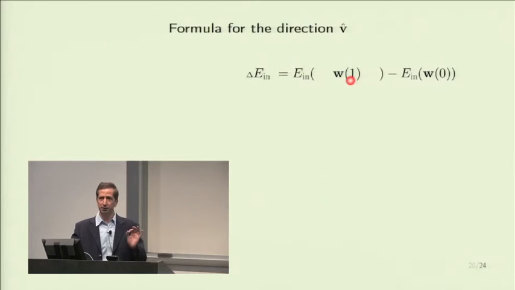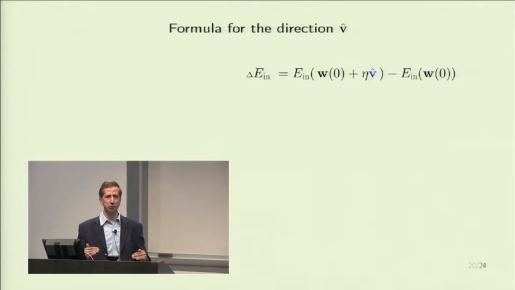But W1 is not free. It's dictated by the method, and it has a very specific form: it is the original guy plus the move I made. So this is what I would like to make as small as possible.